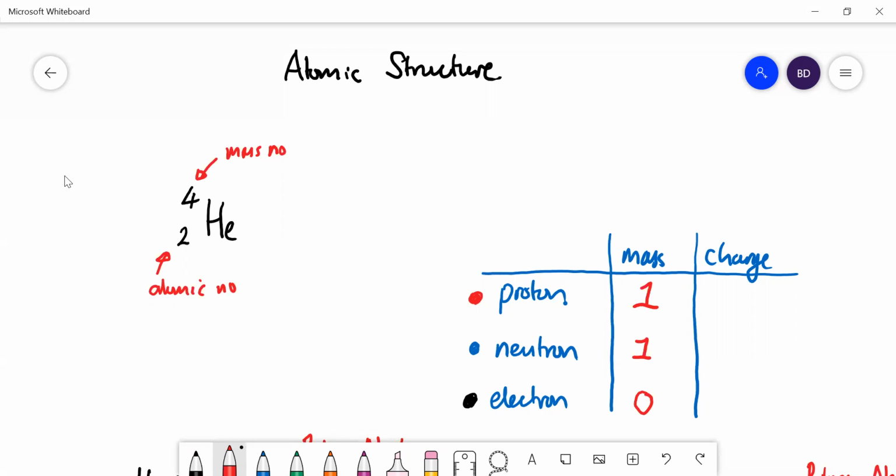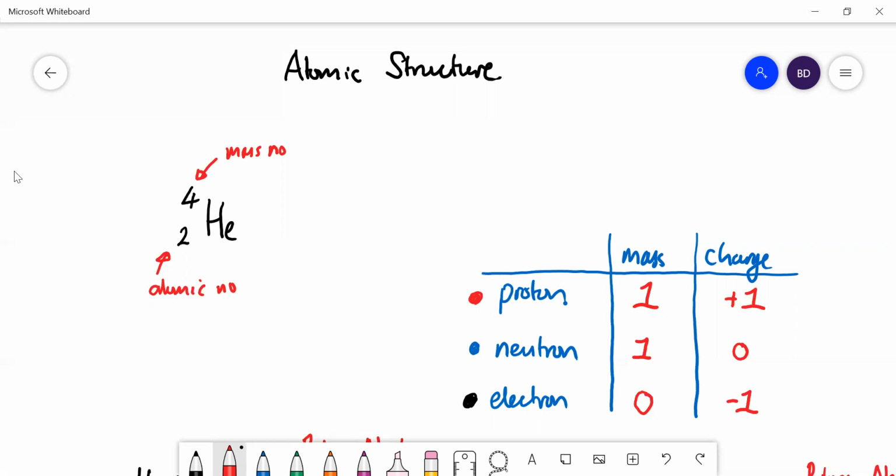Now, charge, this means the electric charge. So electric charge comes in 2 varieties. You can have positive and you can have negative. And the proton has a charge of +1. The neutron doesn't have any charge at all, as its name would suggest, neutral. And the electron has a charge of -1. So it's exactly the same amount as the proton, but the opposite. So that's the fundamental properties of the 3 particles, and we need to know how they're arranged.